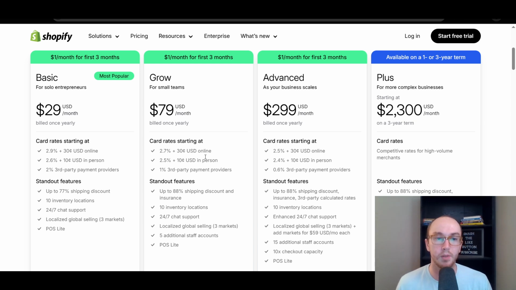If you're just looking at it purely on a financial basis, does that extra 0.2% savings make a difference for you? Because it is going to be 2.9 here on the basic versus 2.7 on the grow plan, and even as low as 2.5 on the advanced plan.